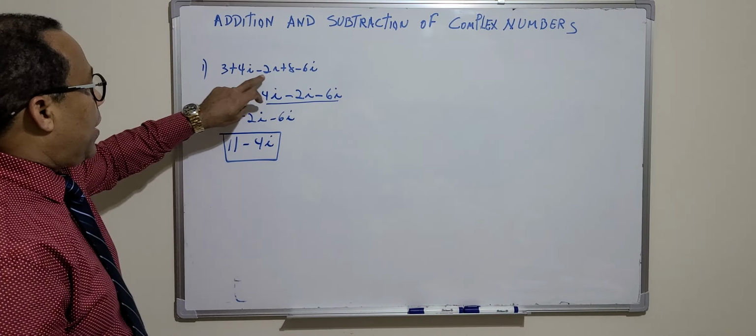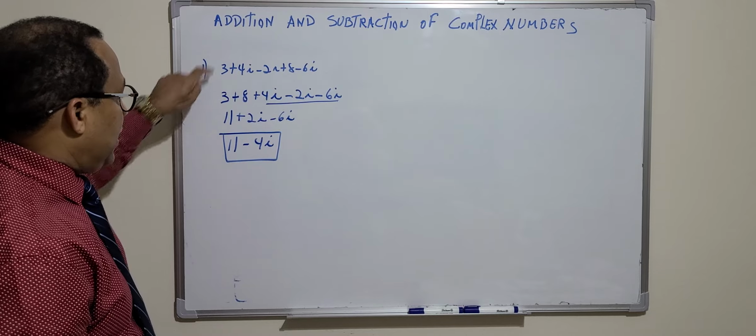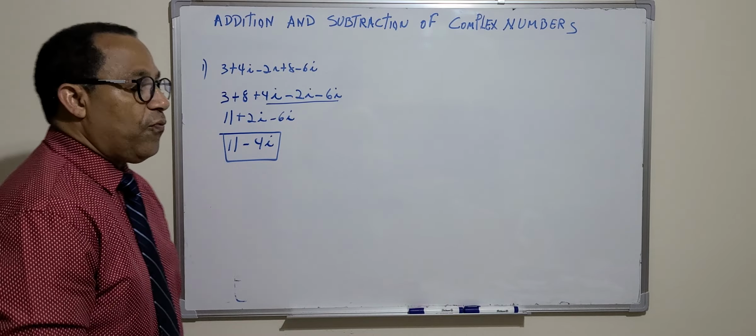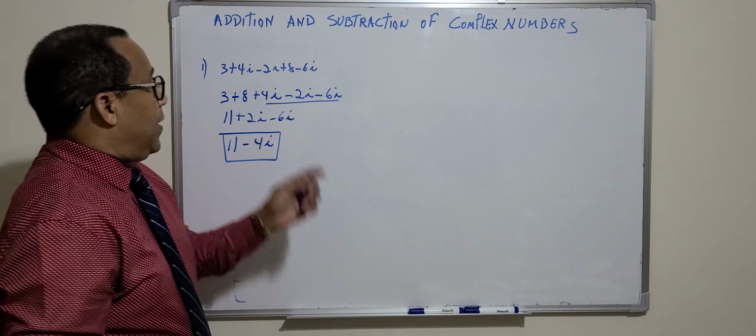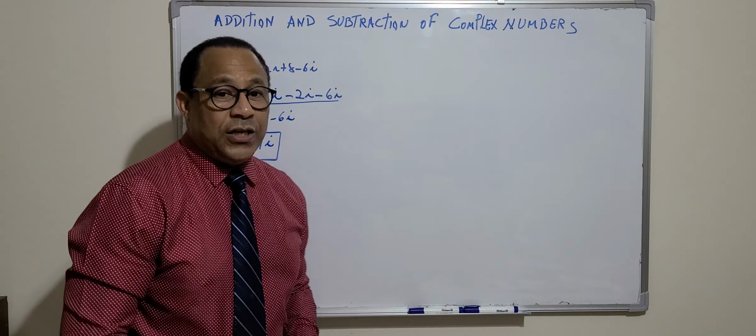And this is the result of this expression. 3 plus 4i minus 2i plus 8 minus 6i is equal to 11 minus 4i. And this is the way you solve addition and subtraction of complex numbers.